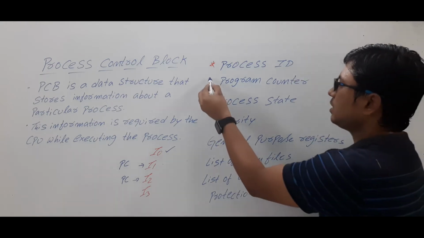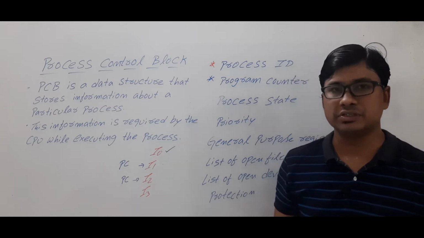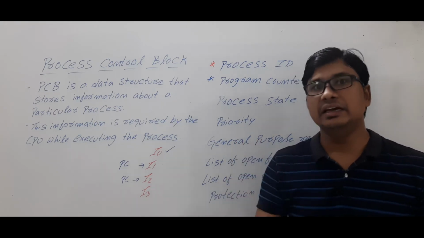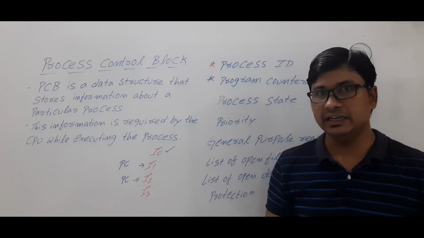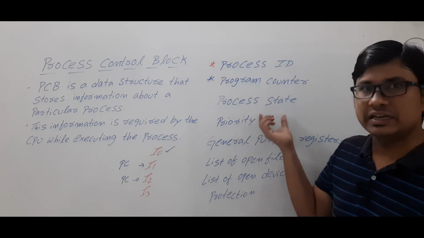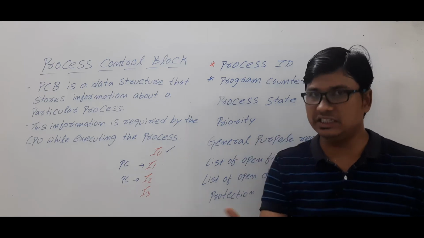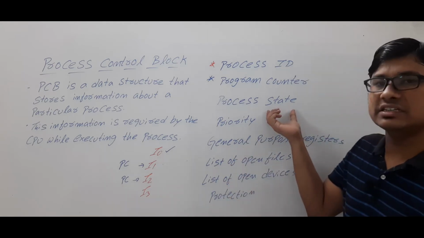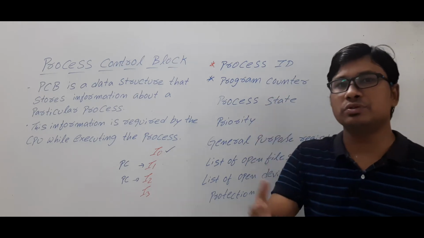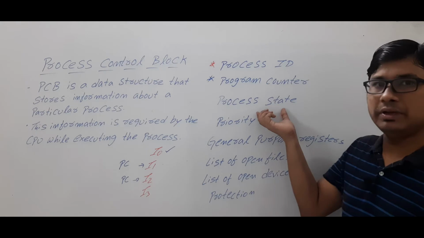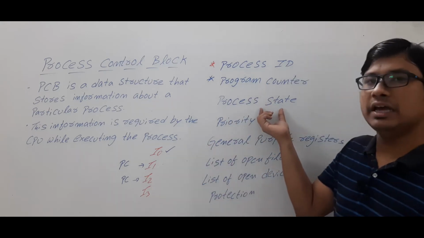Now let me discuss the process state. We have several states in a process: new, ready, running, terminated, wait, suspended ready. Whenever a process is running, it will be in one of these states, either in the new state, running state, ready state, or terminated state. In which state it is, that information is available here. Suppose a process is running, then that information will be available. Now if a process is in the ready state, that information will be available here.